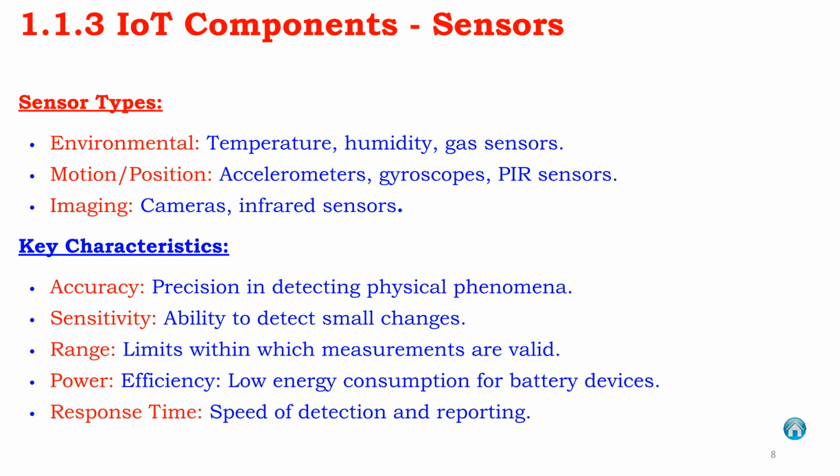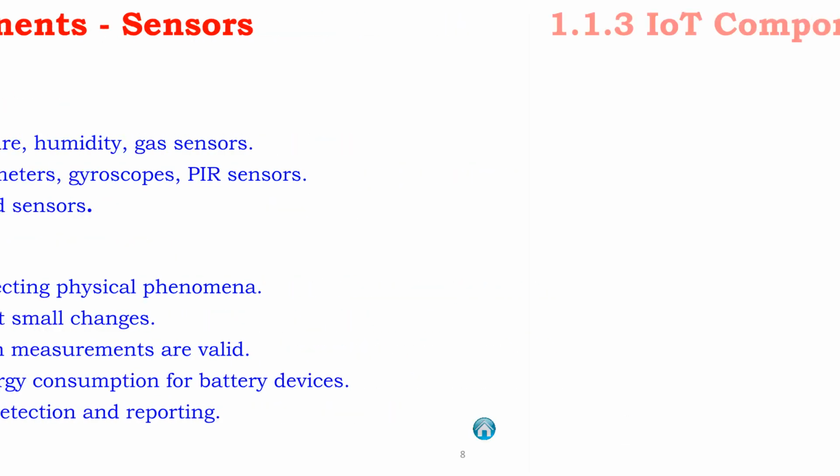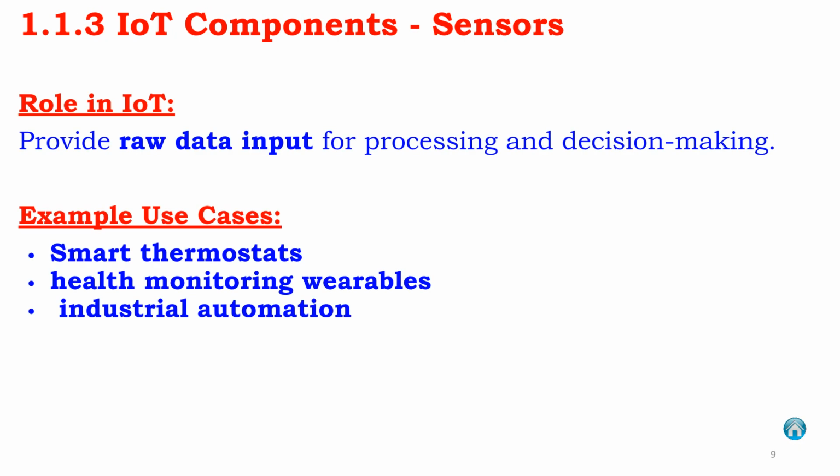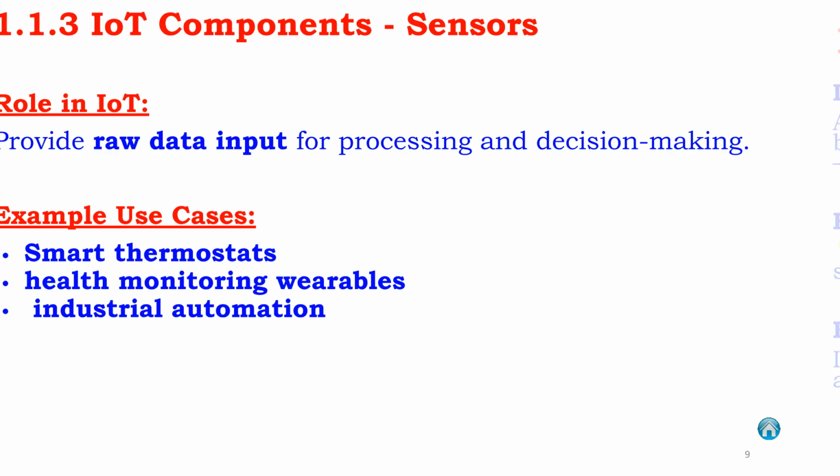Sensor types include environmental, motion/position, and imaging sensors. Key characteristics are accuracy, sensitivity, range, power efficiency, and response time. The role of sensors in IoT is to provide raw data input for processing and decision-making. Examples of their use cases include smart thermostats, health monitoring wearables, and industrial automation.